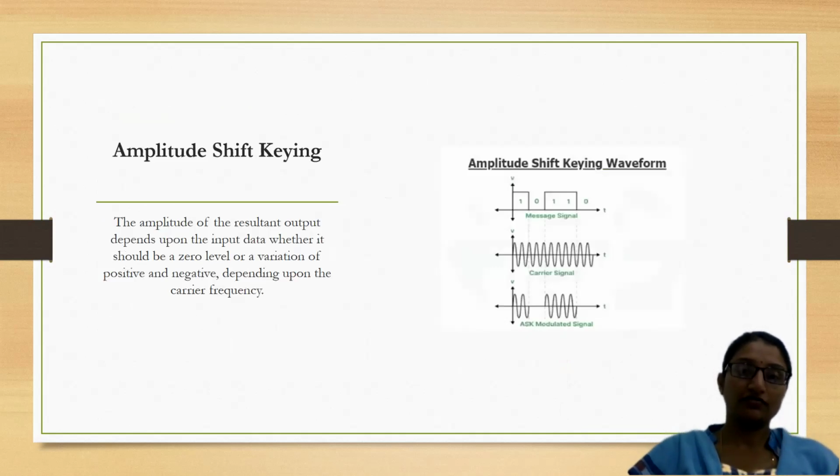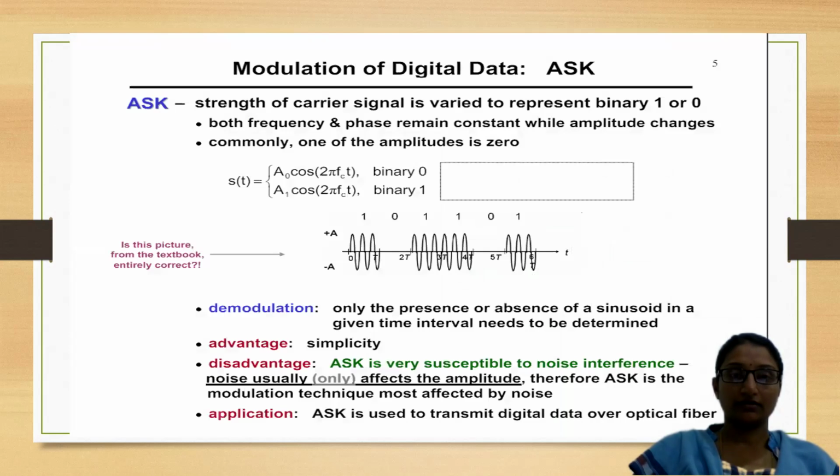So these are the figures we have studied under ASK. When the message signal is 1, 0, then the binary output is observed. Whenever binary 1 is there, you can observe a signal. Whenever binary 0, there is no signal. So that is ASK, as we represented.